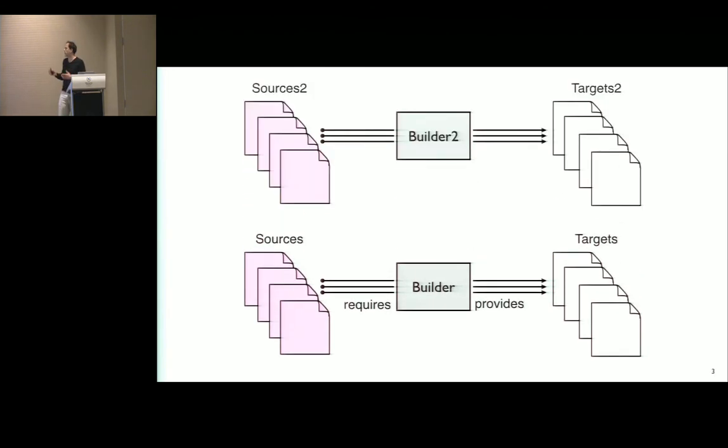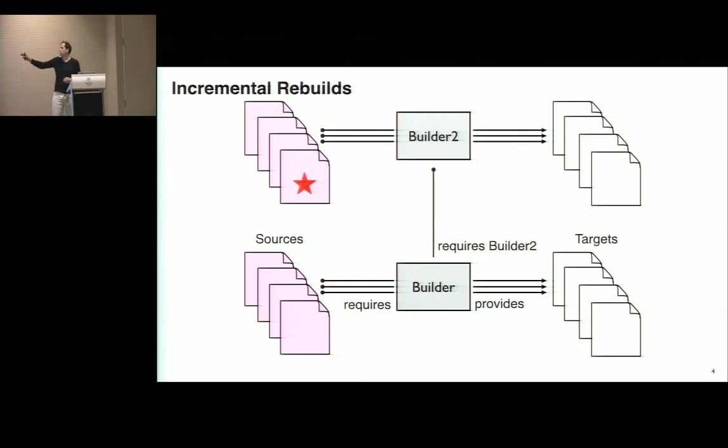But a builder can also depend on other builders. So maybe builder 1 requires that builder 2 runs first. What this talk is about is incremental rebuilding. So let's say one of the source files changed. The question we want to answer is, in which order do we need to re-execute the builders to achieve optimal incremental rebuilding that's also sound?